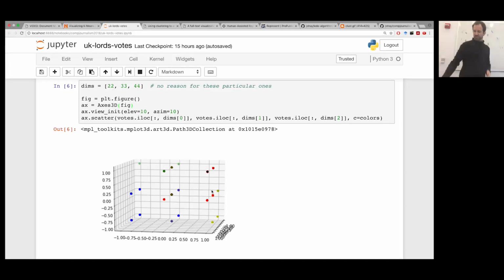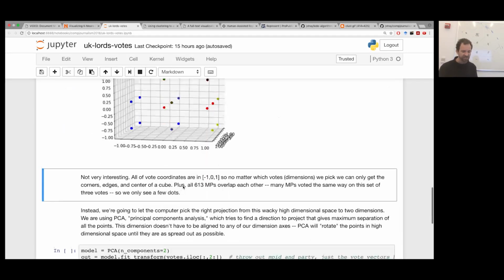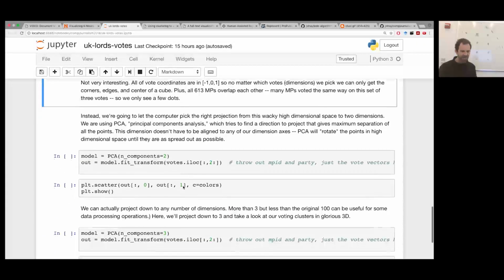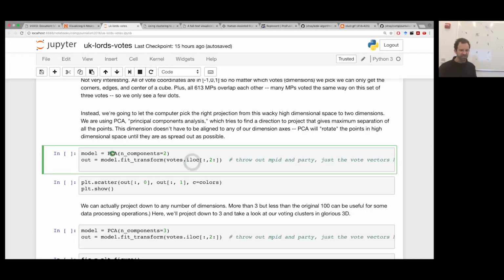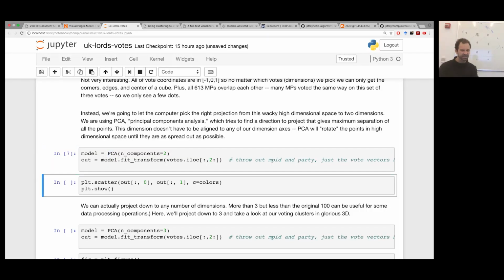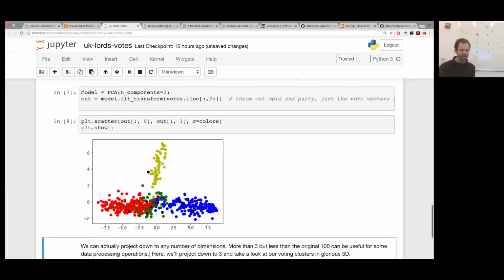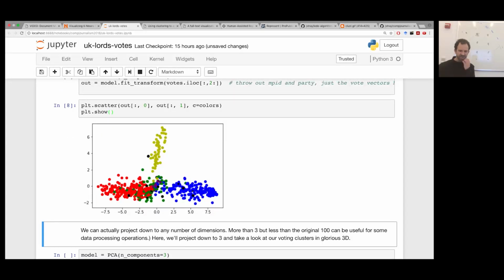So what we're going to do is let the PCA algorithm pick the dimension. And I told you it was easy. Here it is. So this is what we get when we reduce it to 2 dimensions. I've done one other thing here, which is I've set the colors to the party.